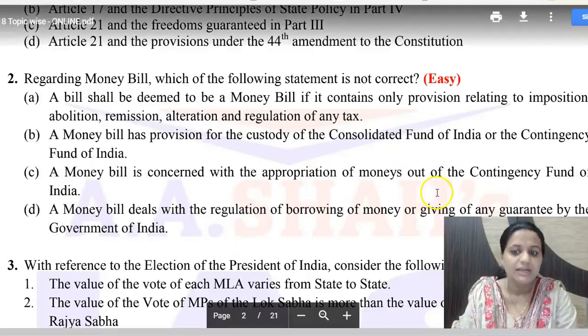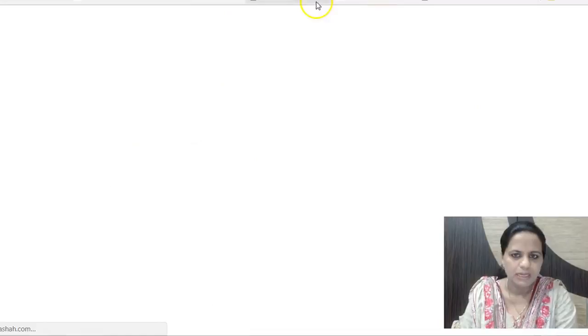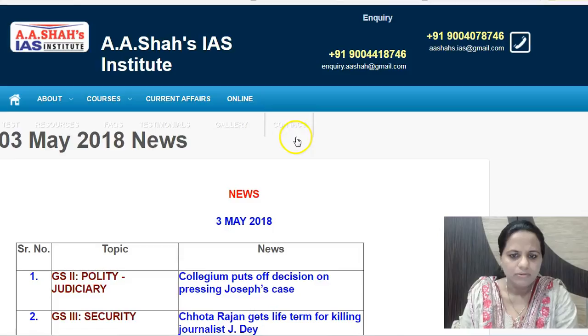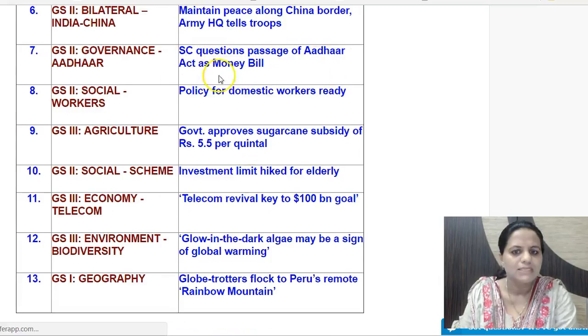So this was a very simple question. Here you can see the option, our correct answer is C. And on our website too, I'll give you a look of what we had covered. Here you can see this is the article which is being referred to: Supreme Court questions passage of Aadhaar Act as money bill.